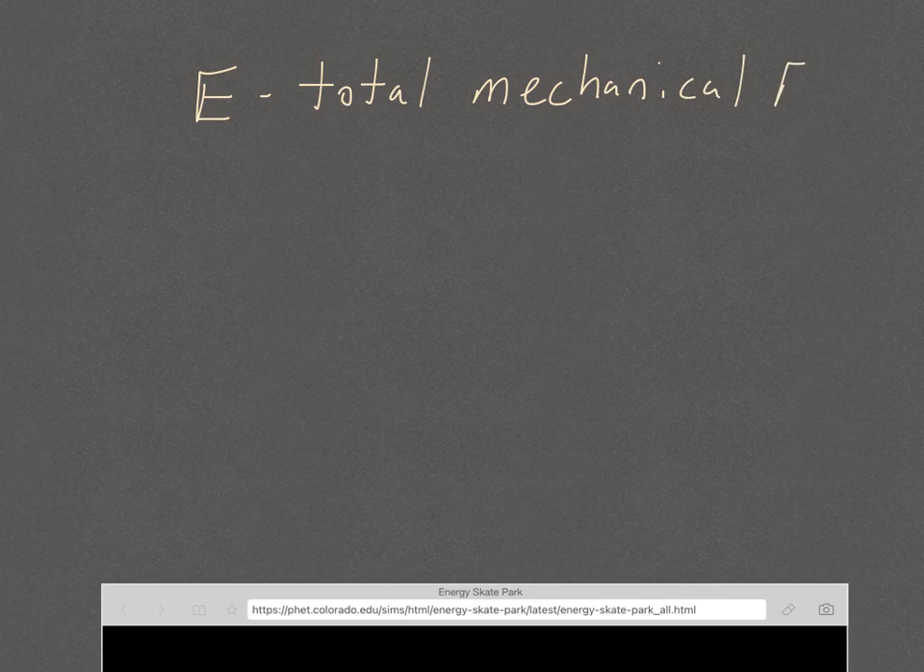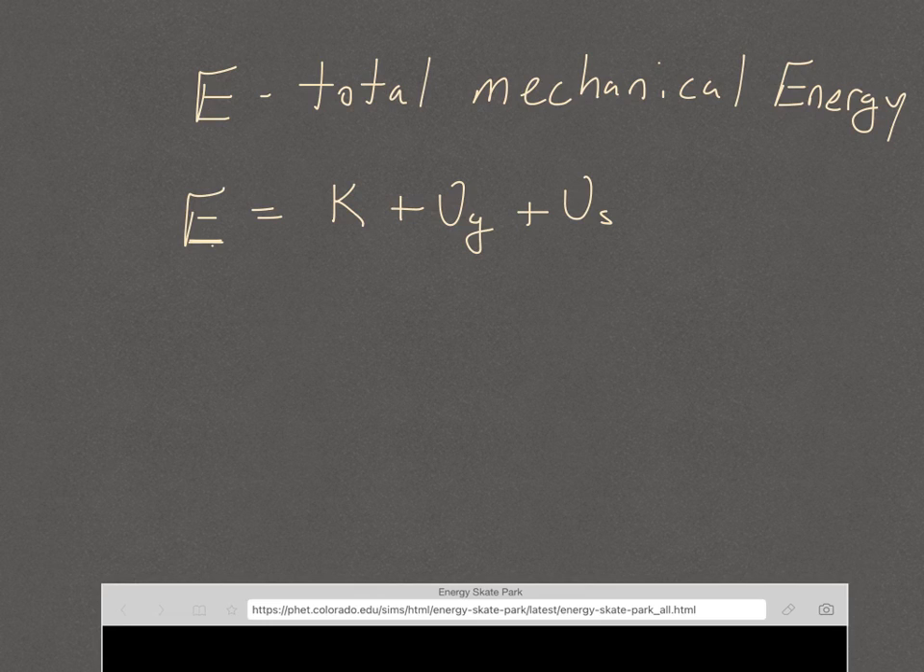The next thing to define is going to be capital E, which is the total mechanical energy. And that should make sense, that it's going to be the sum of the forms of mechanical energy. So the total mechanical is equal to the kinetic plus gravitational potential plus spring potential at any point in the scenario of whatever the object's situation is.